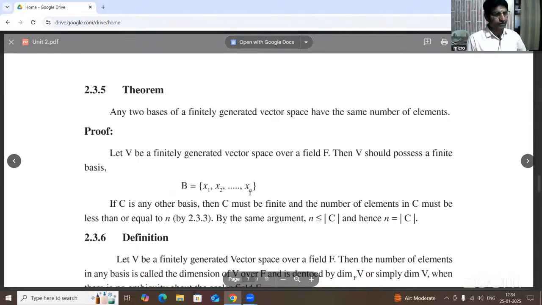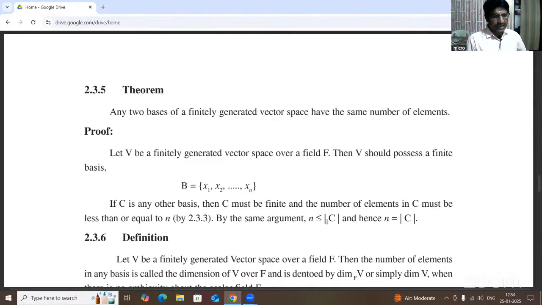N is less than or equal to |C|. Now this is |C|. |C| means the number of elements given in the basis of a vector space. So if n is less than or equal to |C|, or |C| is less than or equal to n, then automatically n equals |C|. That is the absoluteness, because the number of elements is also the same, equivalent to small n.